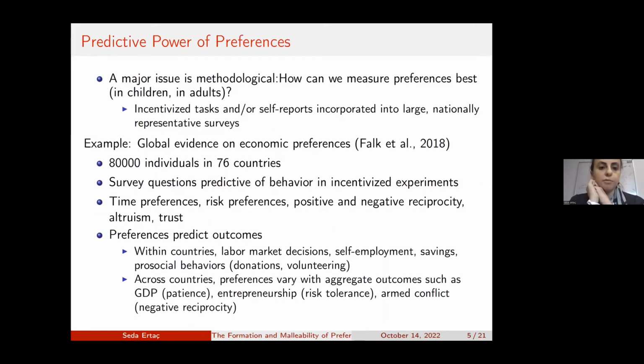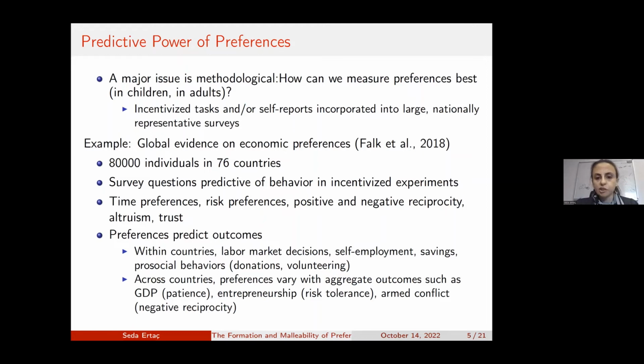Okay, so a major issue here is methodological. How can we measure preferences best in children and adults? Because if you want to look at predictive power, you need to know that you are eliciting the correct trait. Recently, economists are designing incentivized tasks or self-reports incorporated into large and nationally representative surveys.